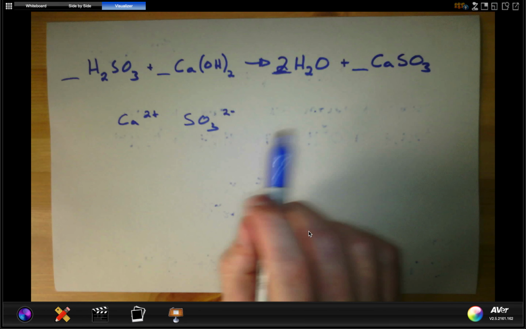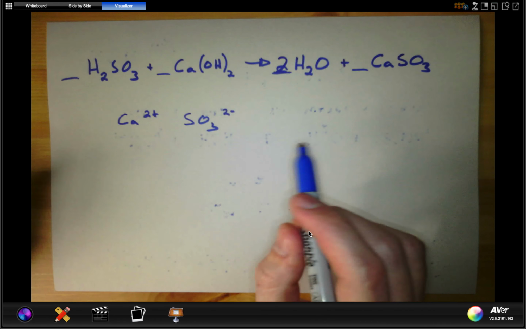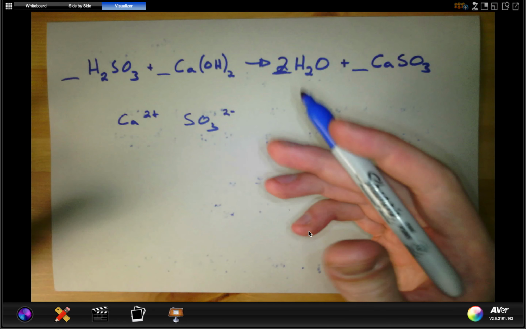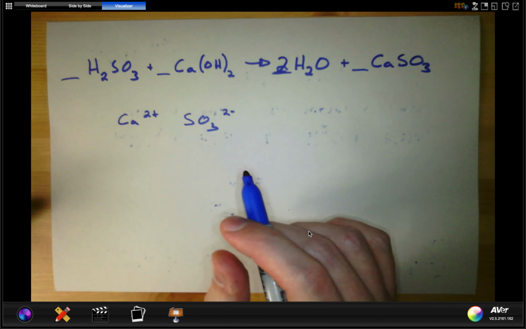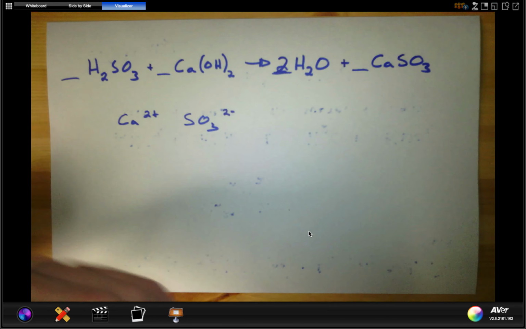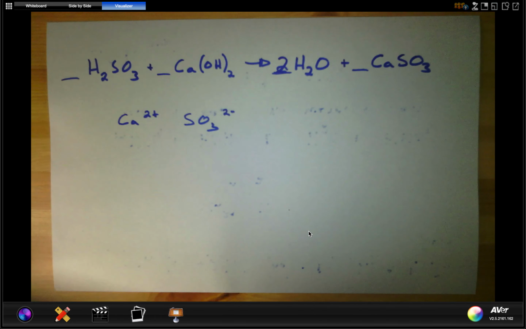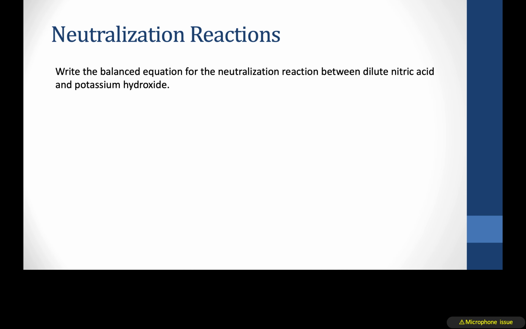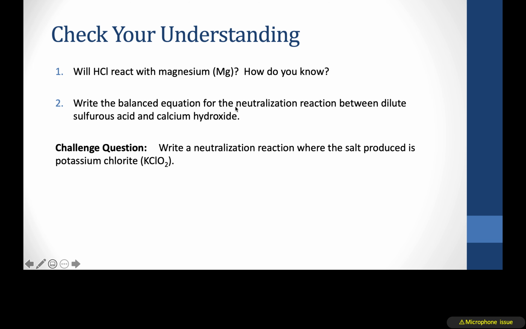So there you go. But for this lesson, really, if you can come up with the formula without balancing, that's really where I want you to be anyway. But you should still be able to balance these things. Okay, I think that was it for that question. We wrote the balanced equation for the neutralization reaction. Cool, so we are done. I'm going to go over the challenge question if you want to stick around.